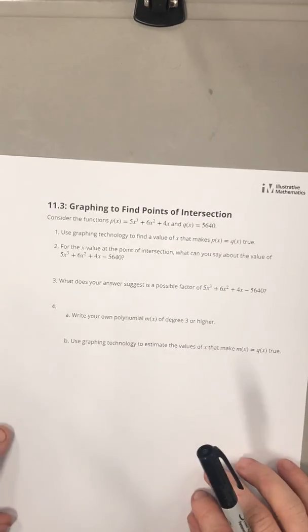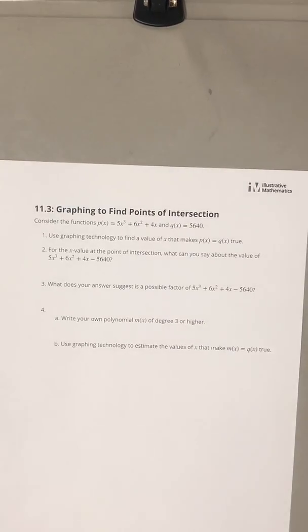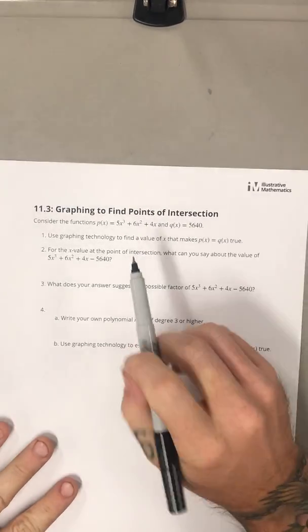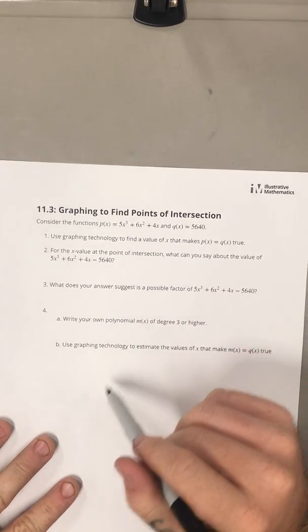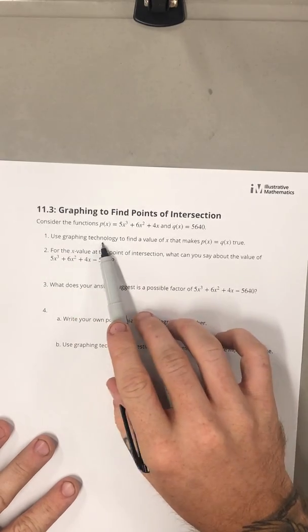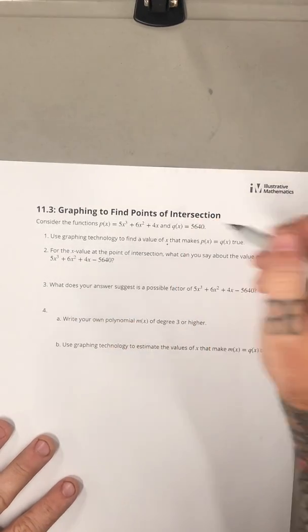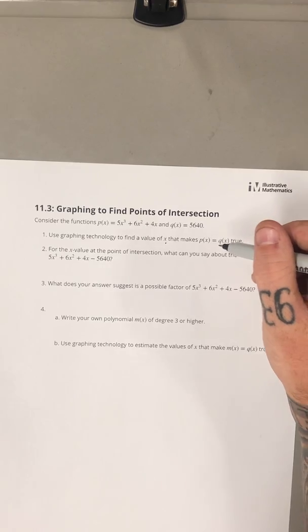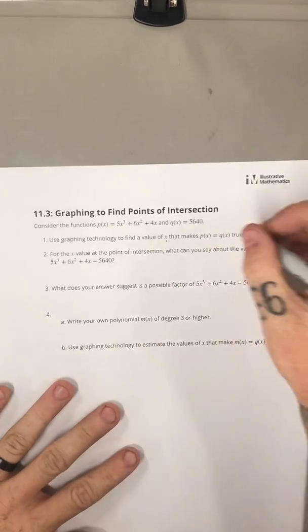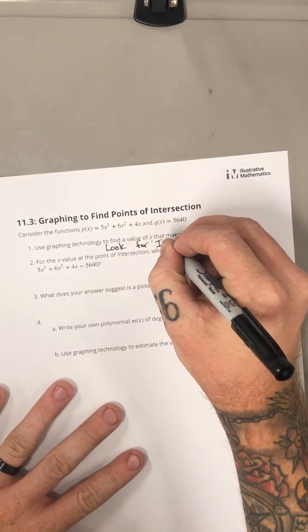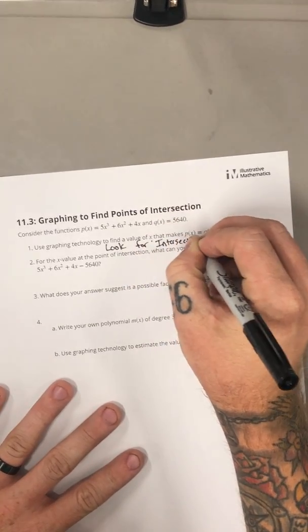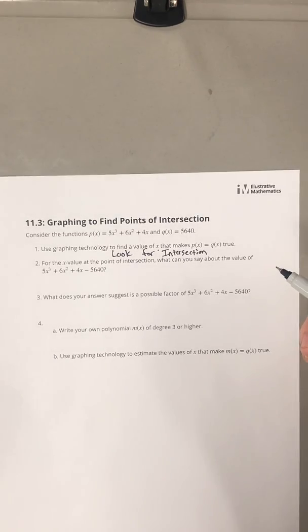All right, moving on to 11.3. The way that they're going to say this is they'll say, here's your polynomial, here's just a regular equation, a constant. Use graphing technology to find a value of x that makes p of x equal q of x true. So right here, all that means is look for intersection.